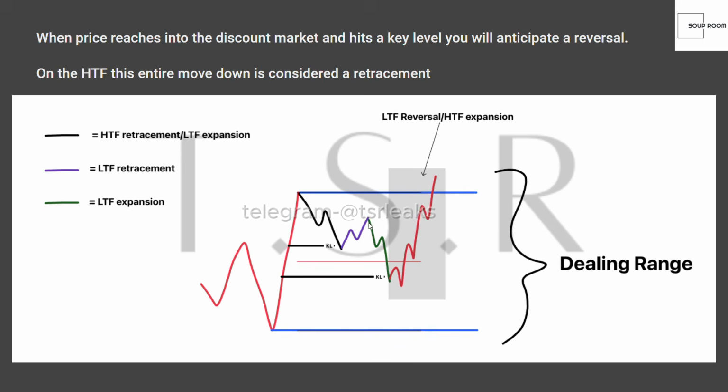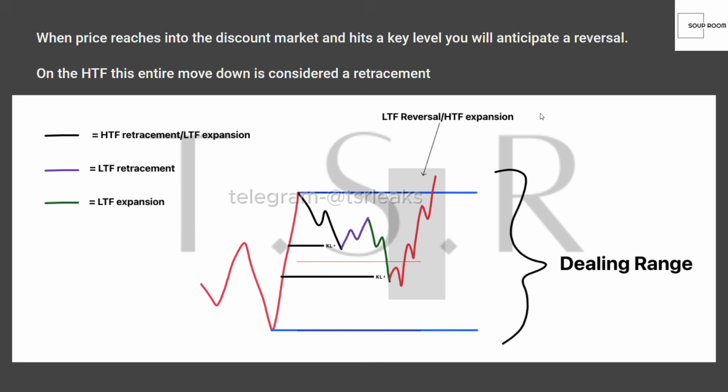Then price will expand lower into a discounted key level, a key level below the midpoint of the dealing range. At that specific key level, you will expect to see an expansion upwards. Okay, a reversal on the lower time frame. Why is this a reversal on the lower time frame? Because we expanded into a key level. After expansion into a key level, you will anticipate a reversal.